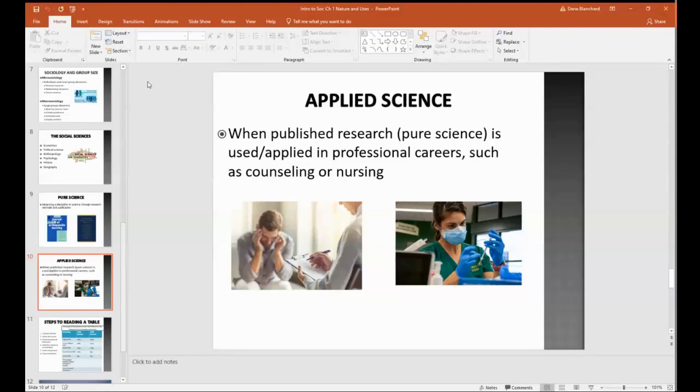So let's say that you have a nursing journal, and there are some new advancements in regards to hospice care, pain management, those types of things. If a nurse reads that academic journal or that particular piece of research, and she or he starts to apply that within their own profession of being a nurse, that's going to be the crossover of pure science within applied science. It's whenever research is being used within an occupation.